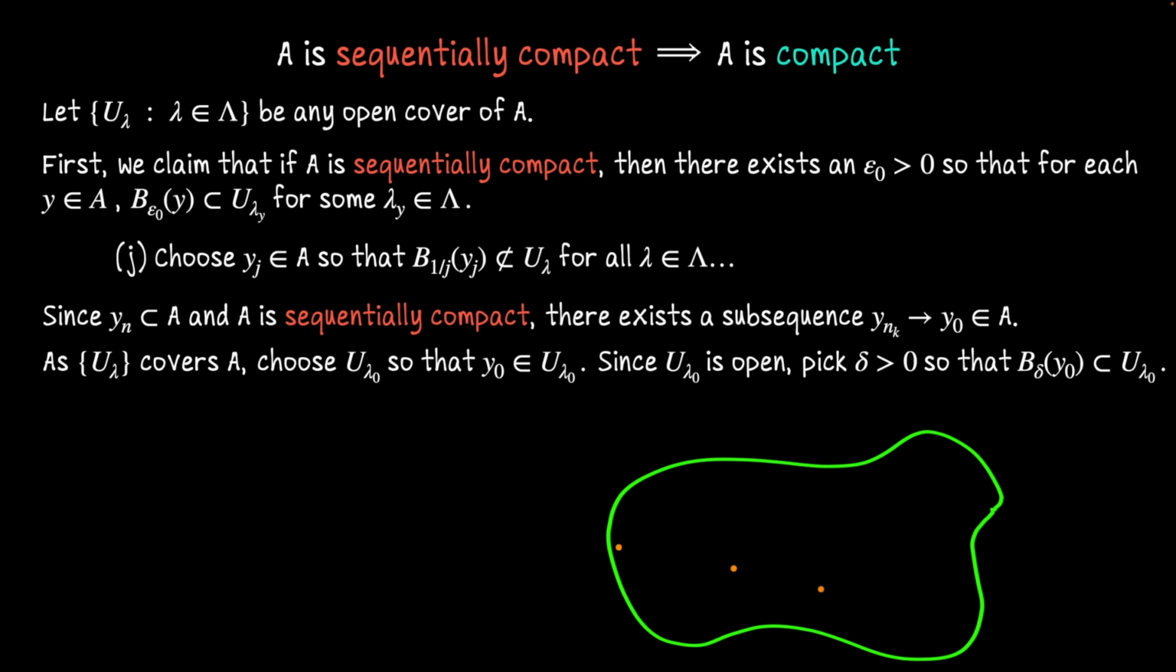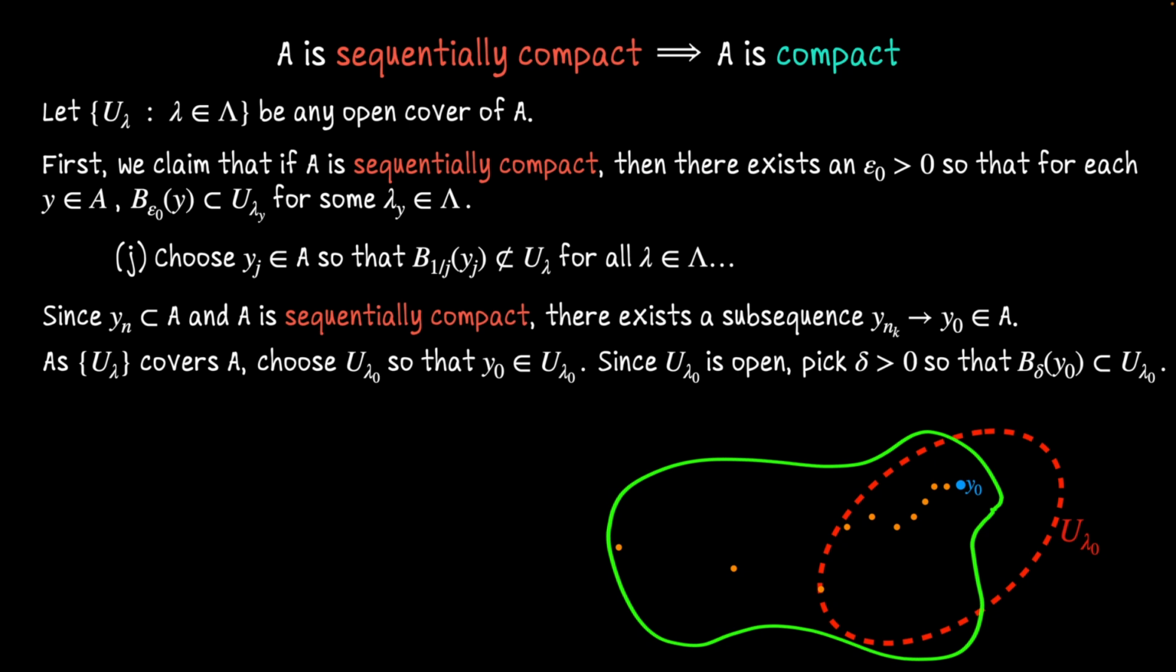Here's our set A, and imagine that I'm graphing the subsequence which is converging to this point y0. Y0 lives entirely inside of u lambda naught. So this is a member of the open cover which contains the point y0. Let's say a little bit about these subsequence terms which are converging to y0.